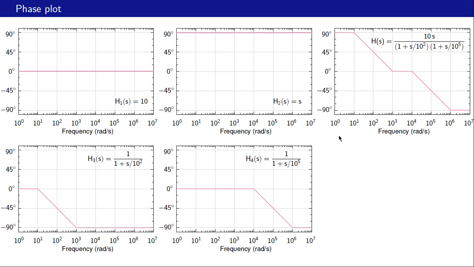The next breakpoint is this one, 10 raised to 4 radians per second. So let us now calculate the net slope between 10 raised to 3 and 10 raised to 4 radians per second. 0 slope, 0 slope, 0 slope, 0 slope. So the net slope is going to be 0. So we then draw this line segment.